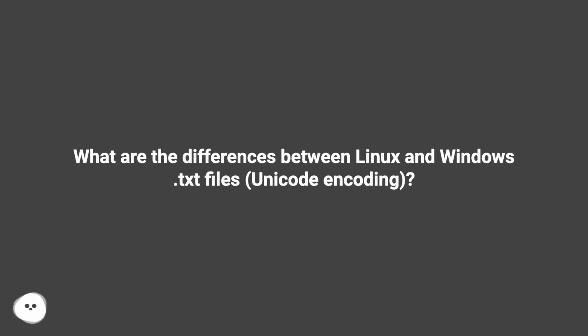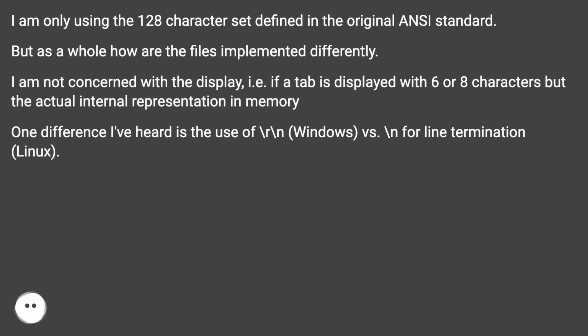What are the differences between Linux and Windows .txt files, Unicode encoding? I am only using the 128-character set defined in the original ANSI standard. But as a whole, how are the files implemented differently?